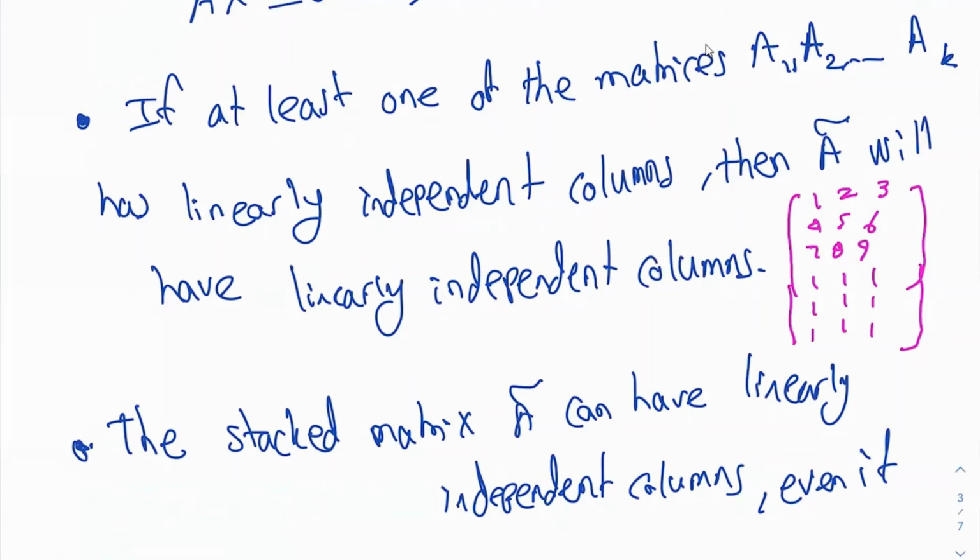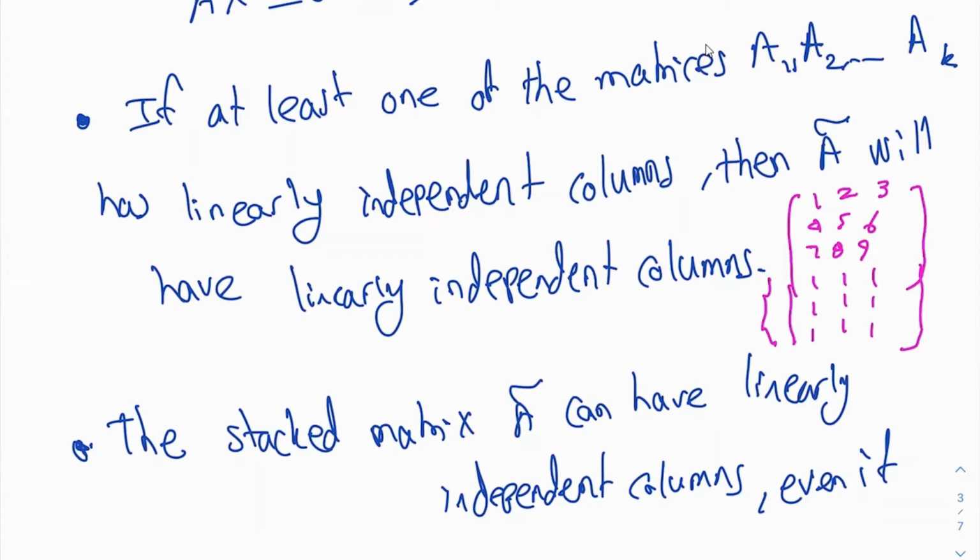it doesn't matter what the other rows or what the other elements here are, we always have linearly independent columns. So if at least one of these matrices, A1, A2 to AK, has linearly independent columns, then this A tilde or A bar has linearly independent columns.